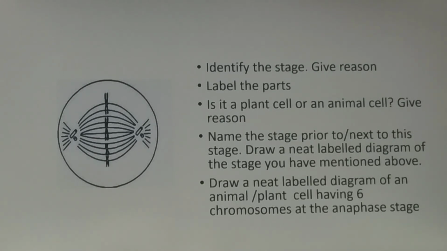So you should know how to draw the cell, and whenever you draw a diagram in biology, you should label the parts, otherwise you won't be getting any mark for the diagram. Then draw a neat labeled diagram of an animal cell or plant cell having 6 chromosomes at the anaphase stage. I told you how to draw an animal cell or a plant cell having 4 chromosomes at the anaphase stage. Similarly, increase the number to 6 and draw the animal cell or plant cell, but label. Don't forget to label the parts. So I hope that is clear to you.